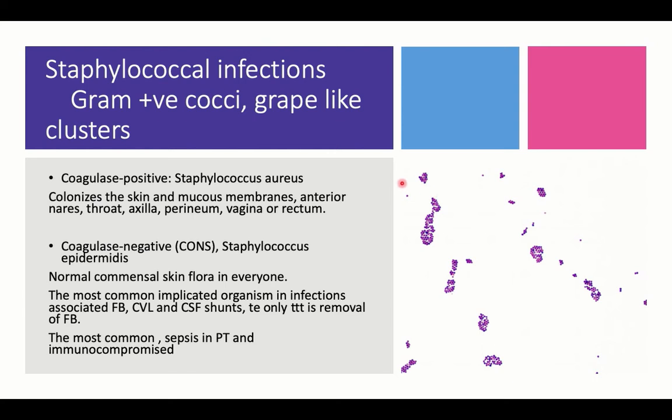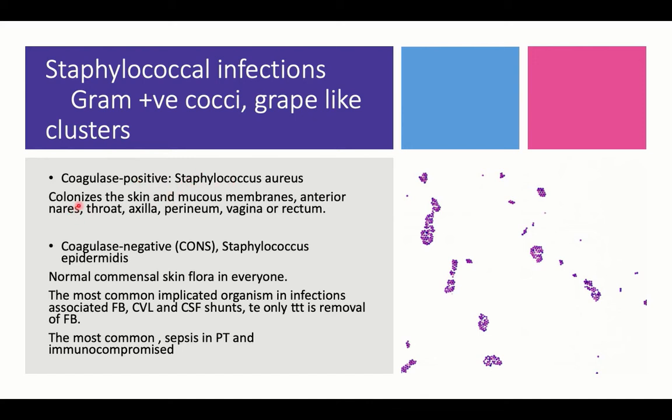About staphylococcal infection: staph or staphylococci are gram-positive cocci, which look like this in the microscope, arranged in clustered groups or grape-like clusters. Please remember the microscopic picture of different organisms, frequently asked for in the exam. So gram-positive cocci, grape-like clusters under the microscope. We have coagulase positive and coagulase negative staphylococci, based on the presence of the coagulase enzyme.